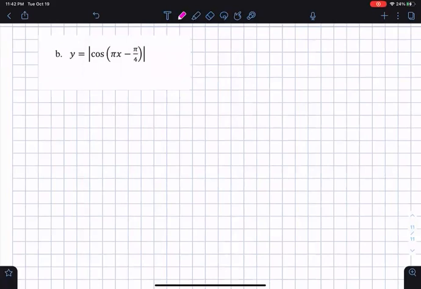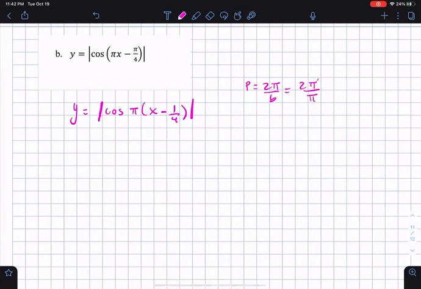So like I said before, you need to factor, right? Cosine, you're going to factor pi, and this is going to be x minus 1/4, right? That's the first thing you should do. Once you have that, then you find the period, right? The period is 2 pi over b. In this case, b is just pi. So the period is 2. The phase shift is 1/4 units to the right, right?